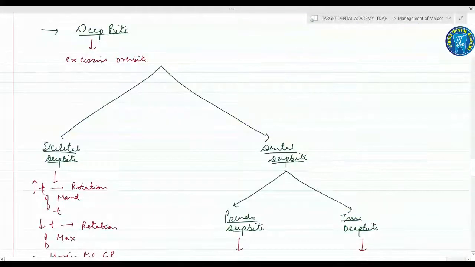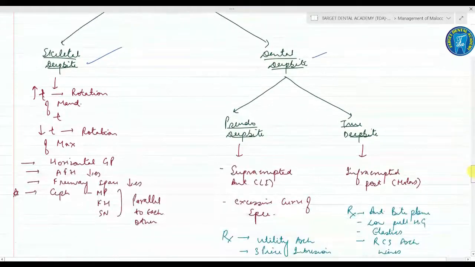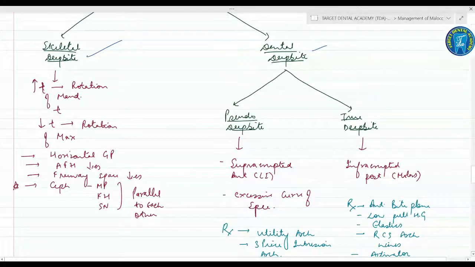Next we are going to discuss the deep bite, which means the excessive overbite. The deep bite is of two types, the skeletal and the dental deep bite. First we are going to discuss the skeletal deep bite. The skeletal deep bite may be due to the upward and forward rotation of the mandible, and it is further worsened by the downward and backward rotation of the maxilla.